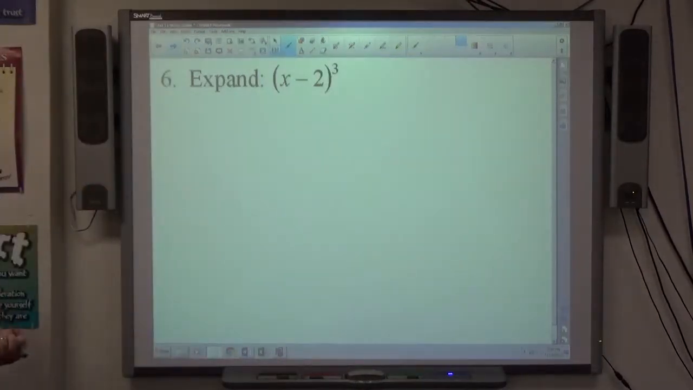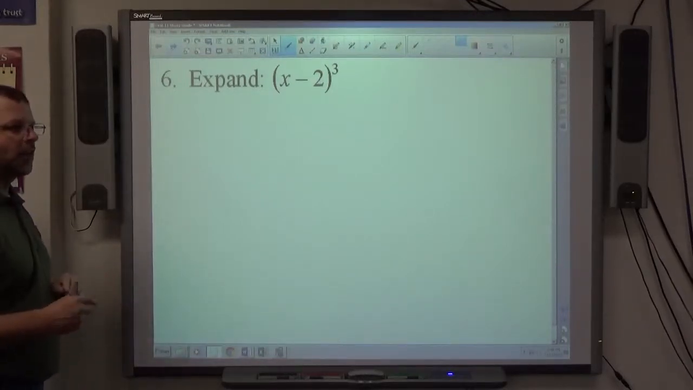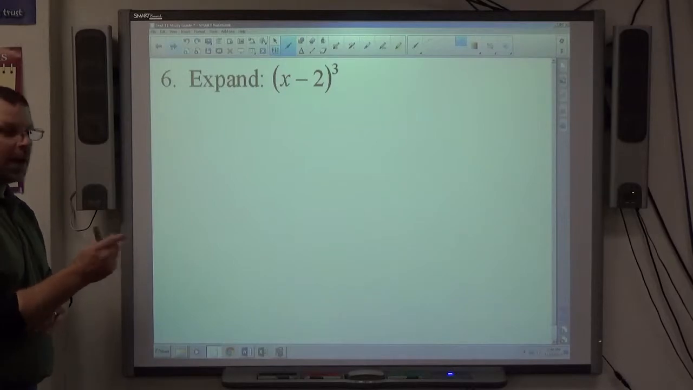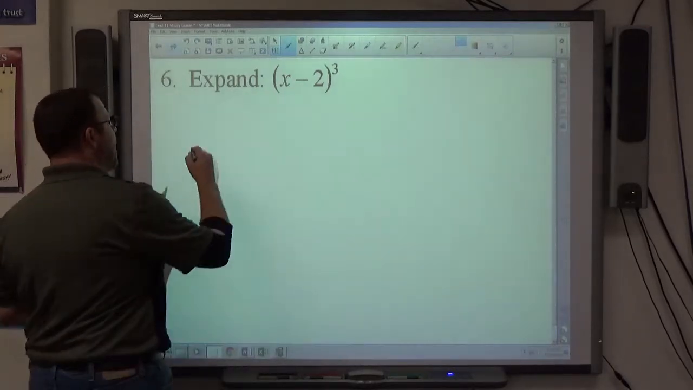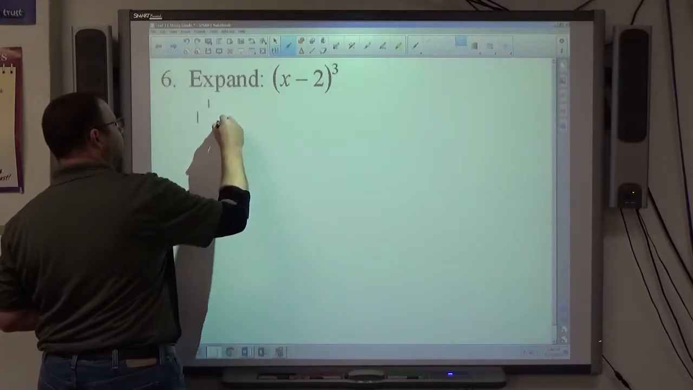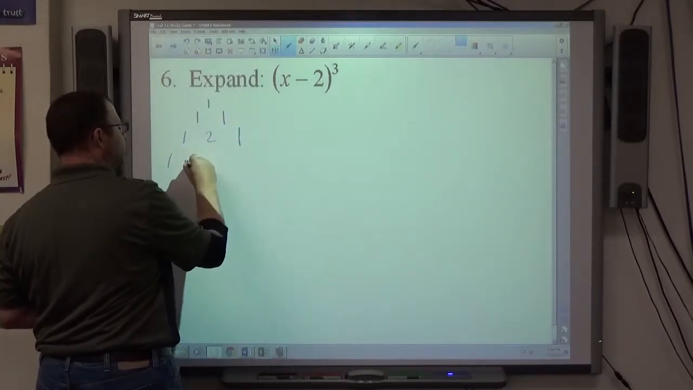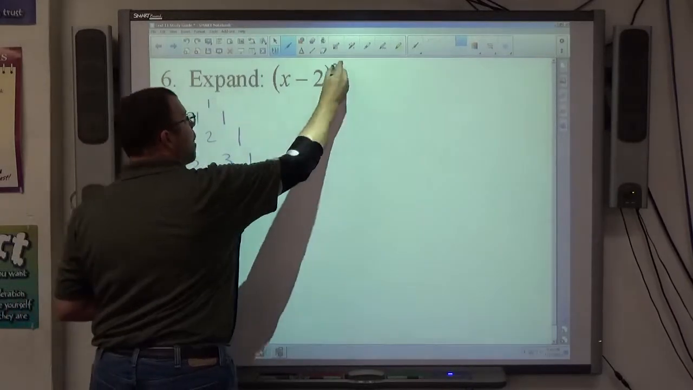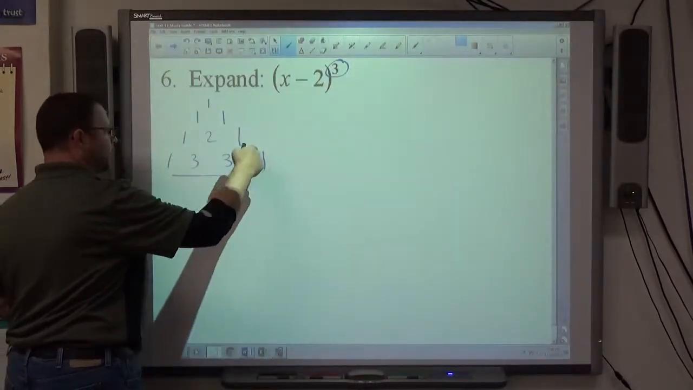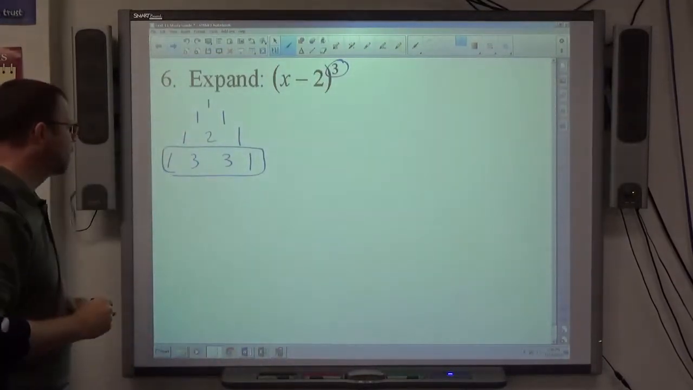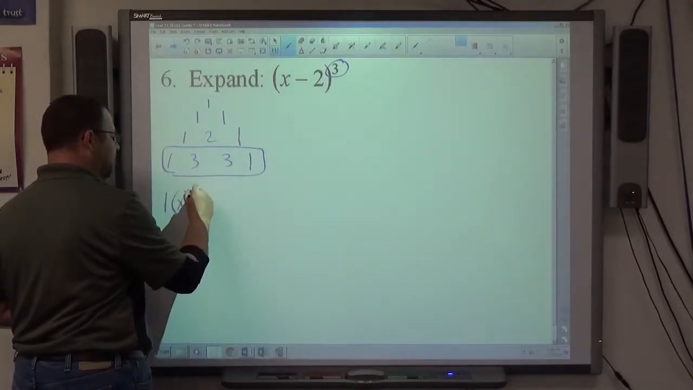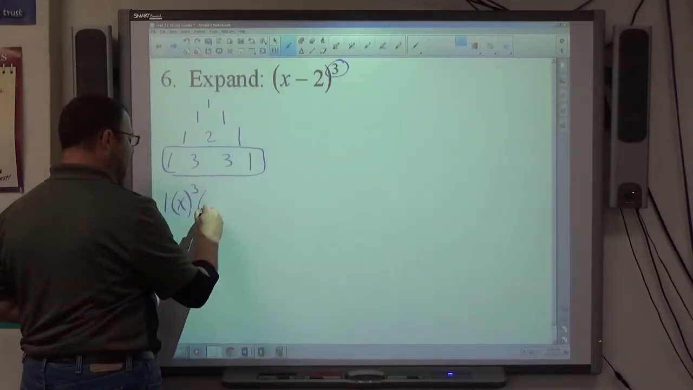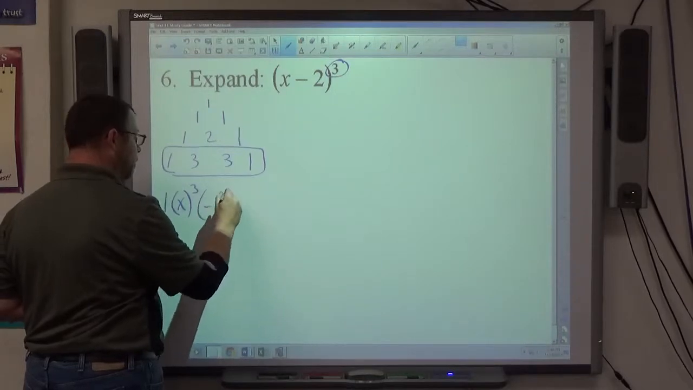Number 6, expand. Now I'm going to do this 2 ways. Those of you who've been doing Pascal's triangle and getting it right, I do it that way. If you haven't been getting it right with Pascal's triangle, I'm going to do it the second way. So Pascal's triangle first, we've got 1, 1, 1, 1, 2, 1, 1, 3, 3, 1. The power is 3. This has 4 objects in it, so this is the row we want to use. And we take the Pascal number, the first object to the highest power, which is 3, the second object, which is -2, to the lowest power, which is 0.